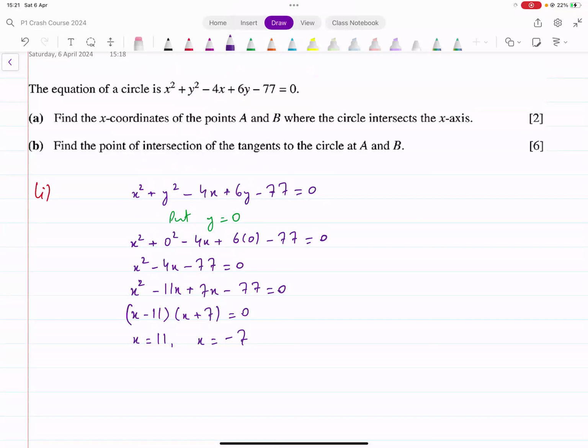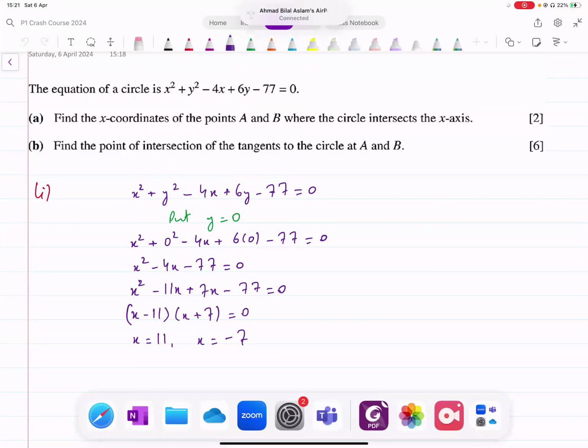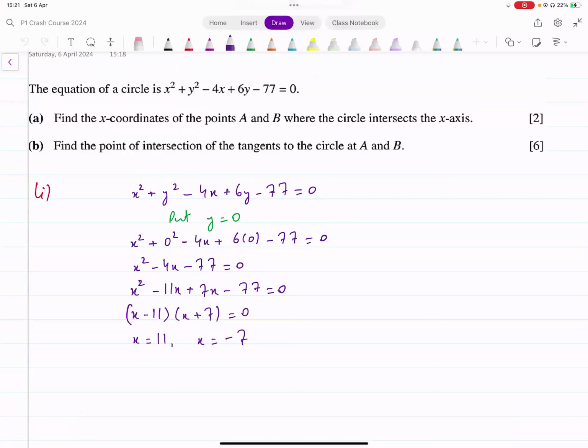Points where the circle intersects the x-axis. Okay, that's what we were looking for. x equals 11 and x equals minus 7. These are the x coordinates of those 2 points, the x coordinates of the x-intercepts.